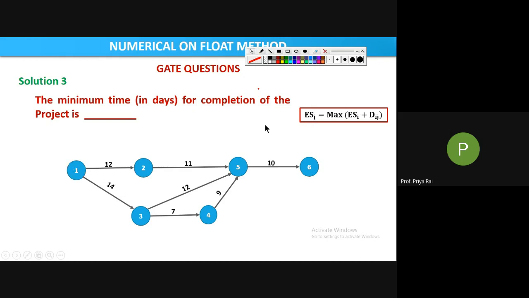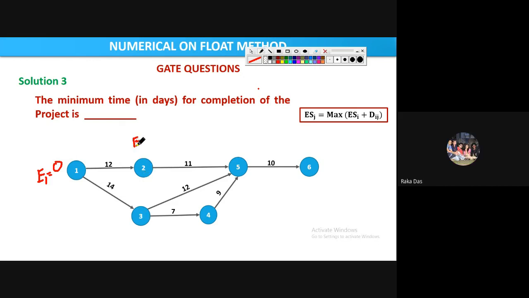Now, since earliest start time is the forward method, which event will we calculate first? Which number event? 1. So E1 we will calculate, and what is the value of E1? 0. Yes, 0. Now what will be the value of E2 or E3?